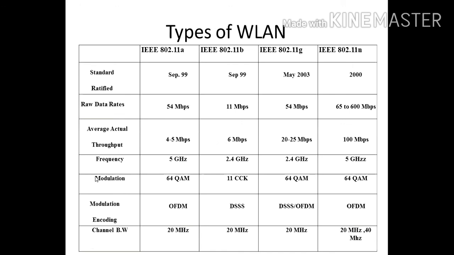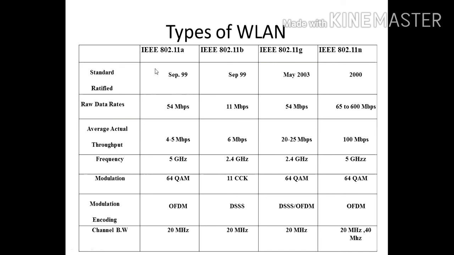The next and most important topic is the types of wireless LAN. The types of wireless LAN depend upon the physical layer. As I have told you, the physical layer can use different modulation techniques, such as OFDM. If it is using OFDM as the modulation technique, that type is called IEEE 802.11a. If it uses the DSSS technique, it's called 802.11b. If it uses DSSS/OFDM as the modulation technique, it is called IEEE 802.11g. Again, OFDM is called IEEE 802.11n.